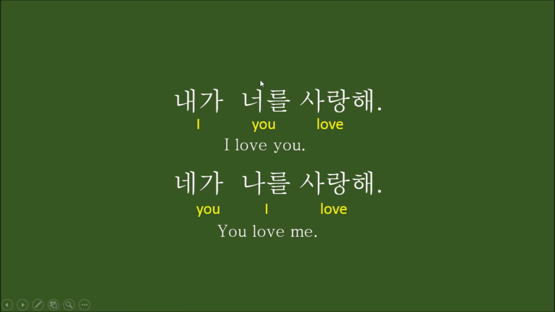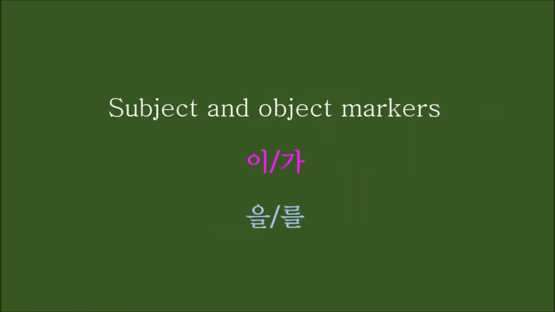Just a note to you, 너를 is also always shortened to 널. So it can sound like 내가 널 사랑해. While for 나를, the short form is 날. So it can also sound like 내가 날 사랑해. Today we have learned about the subject and object markers, and it's a basic lesson, but it is very important and will be used extensively in the Korean language. So I leave you with the last sentence.